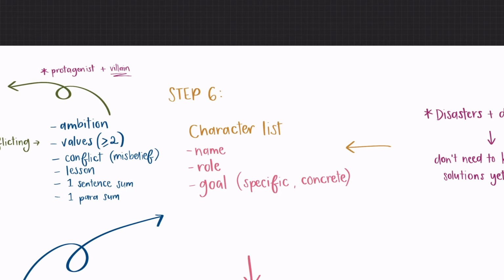So this character list is fairly brief at this point. It just starts with the character's name, their role in the story, so whether they're the hero, the villain, a mentor, and then what their goal is. And this is their external goal, so it should be something specific and concrete, like to save a best friend from a witch or to rescue a gold plate from a dragon or whatever I said before. So that goal should be something concrete again, not abstract.